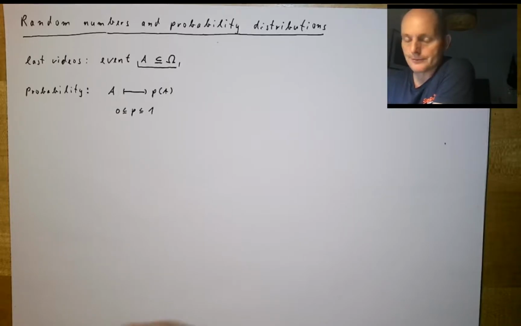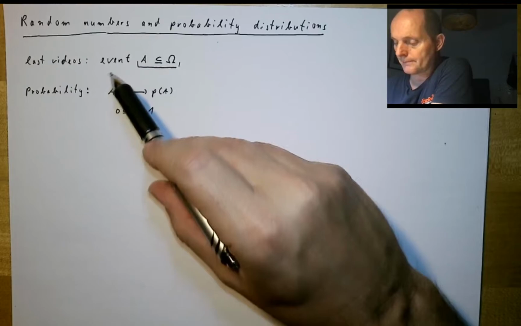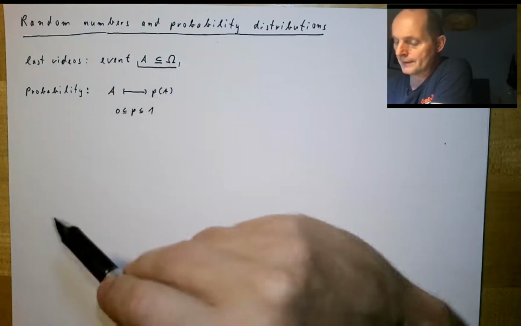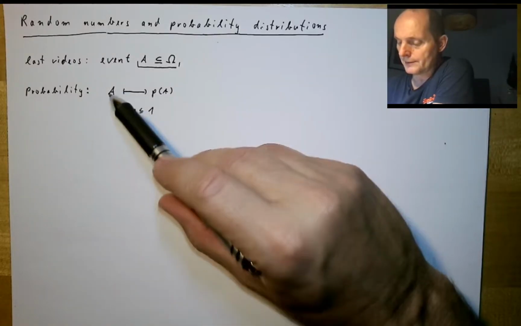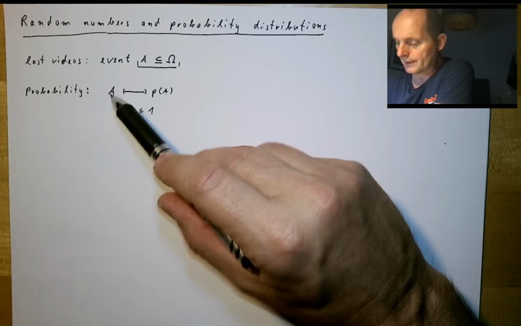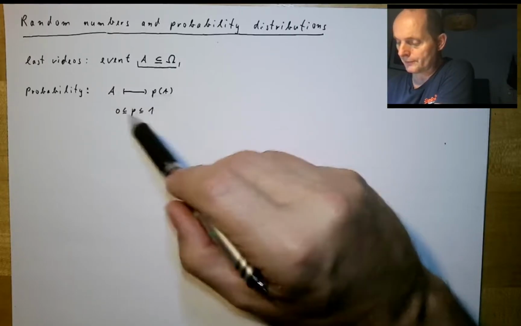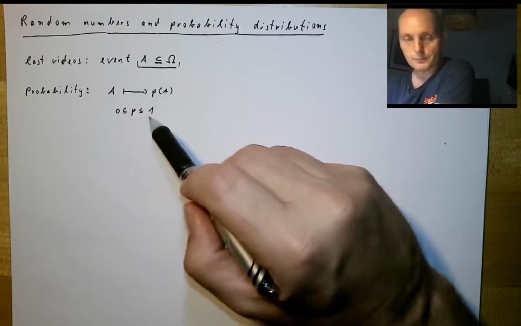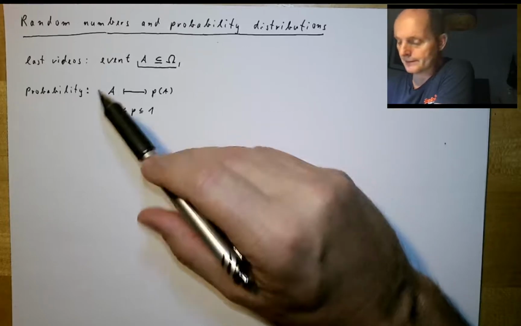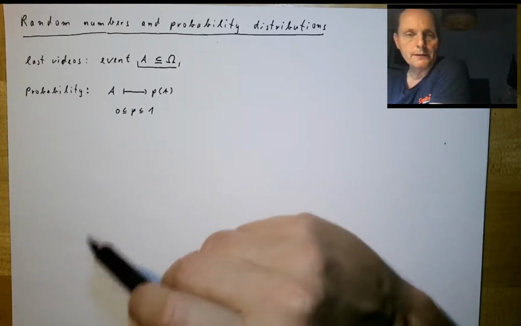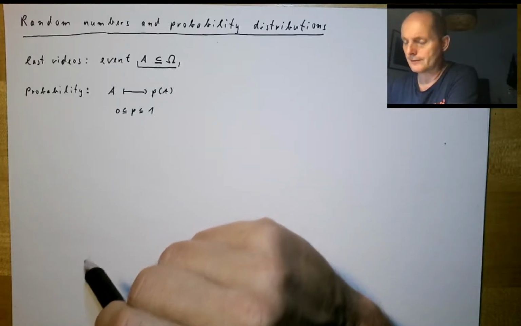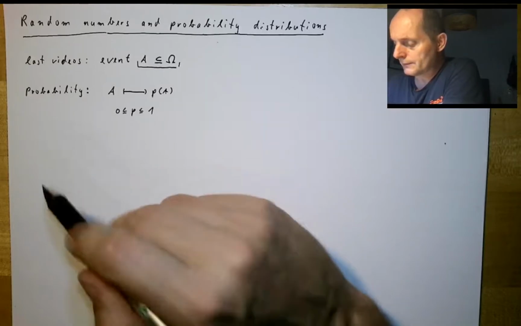In the last videos we have studied events, which are subsets of our sample space big omega, and we have seen that a probability is a function which associates every event A a number P of A, so that P is between 0 and 1, and this P, the probability, is the likelihood that this event happens. And then we learned some rules in how we can calculate such events and deal with this.